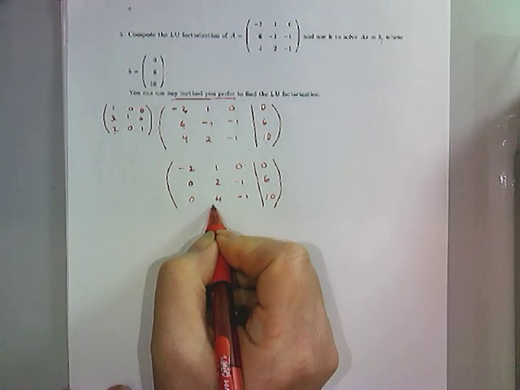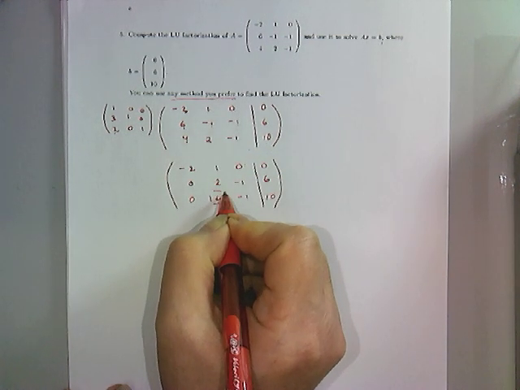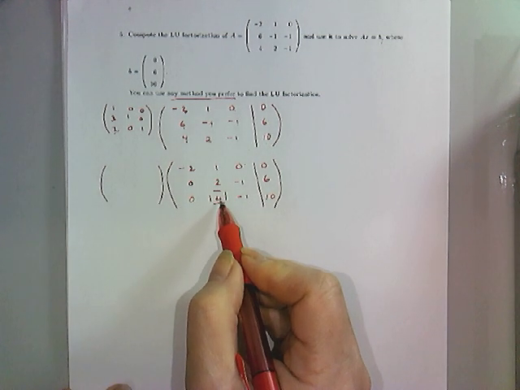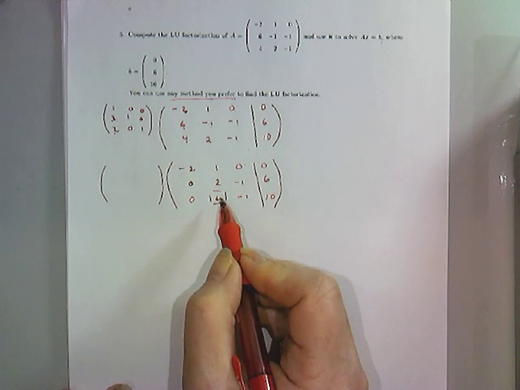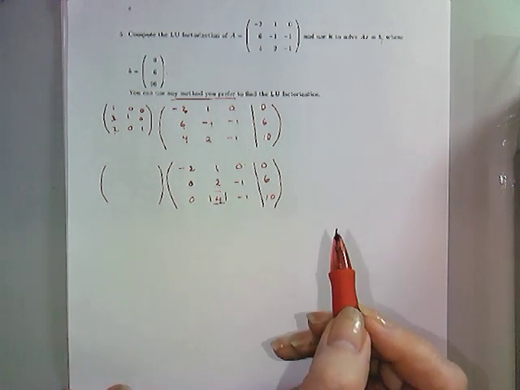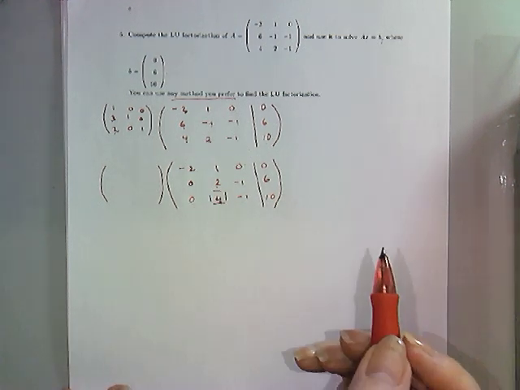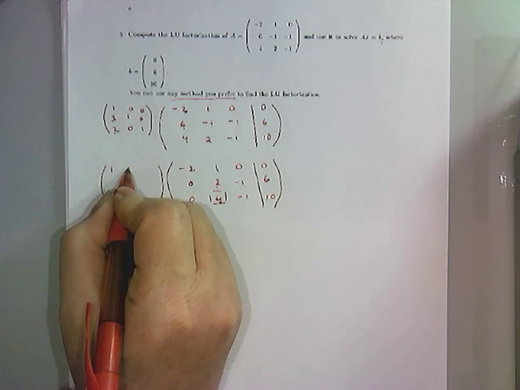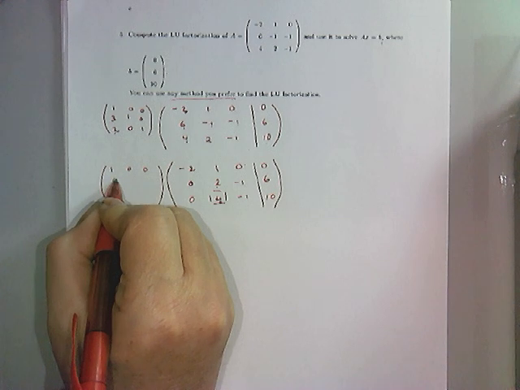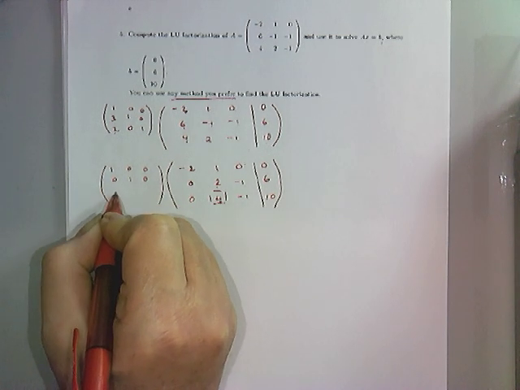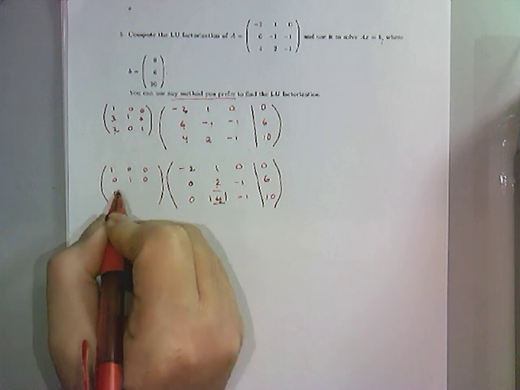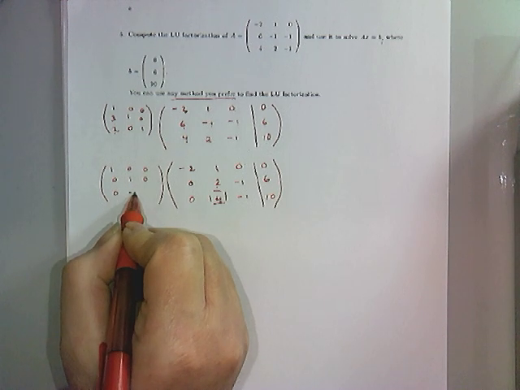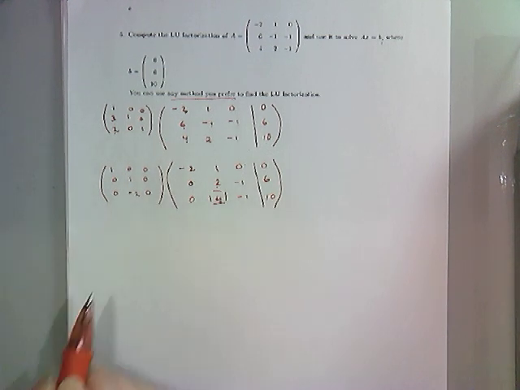So now I need to zero out this entry, which means the multiplier is going to be 4 divided by 2. So the Gauss transform will be 1, 0, 0, 0, 1, 0, 0, and then this entry will be a -2, 0.